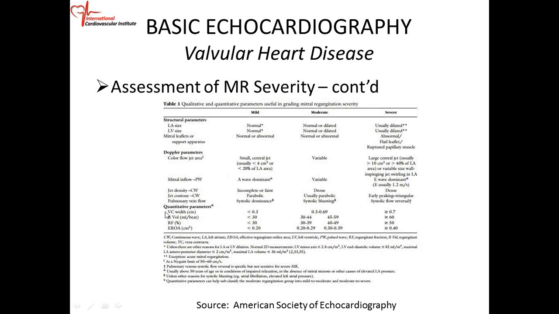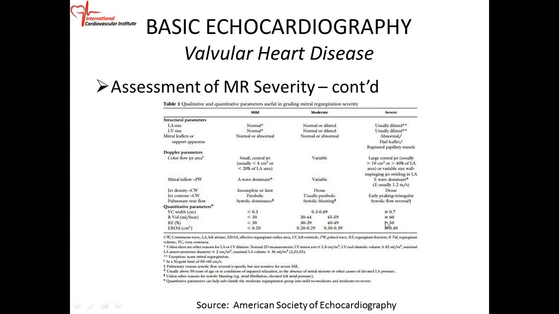Vena contracta, we went over how to measure the vena contracta. If it's greater than 0.7 centimeters, it's a linear measurement, so it's not an area. So if it's greater than 0.7 centimeters, it suggests severe mitral regurgitation. If it's less than 0.3, it suggests mild. Regurgitant volume, greater than 60 mLs. Okay, so severe suggests there's a lot of blood going back to the left atrium. And we went over how to measure regurgitant volume. If it's more than 60 mLs, severe, less than 30 mLs, mild.